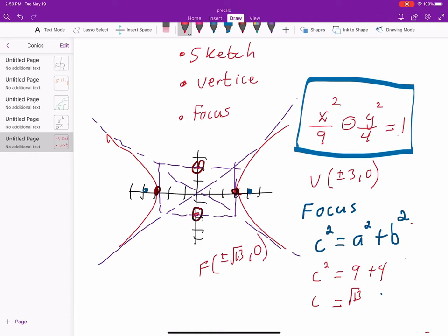That's what they are. So if we think about this, remember our vertex point is 3, but the square root of 13 is bigger than 3. So it is sitting right out there. So again, in the ellipse, A had to be bigger. In a hyperbola, A and B can be any size. It doesn't really matter. But you always have to look at what's coming first, and here's your relationship. Sketch, vertex, focus. We did it all. Let's try another one.